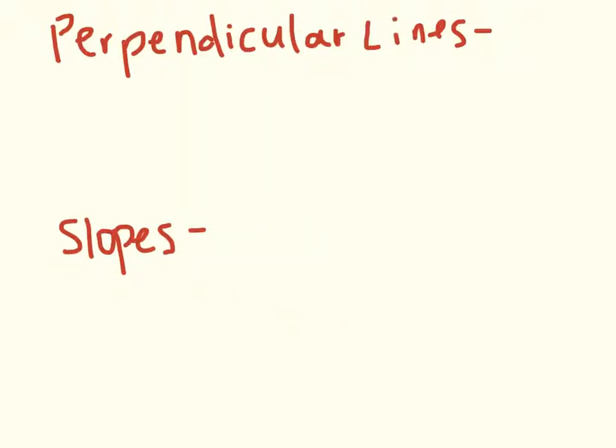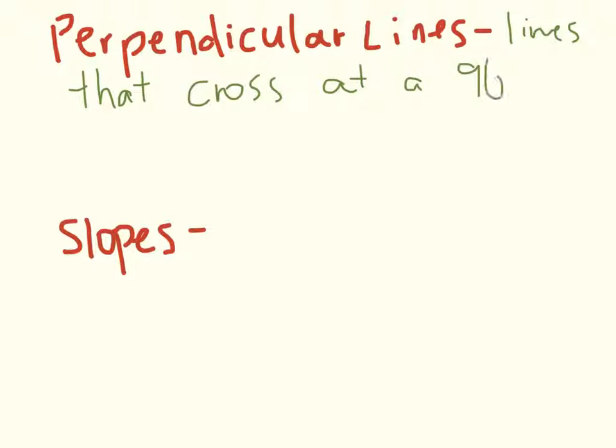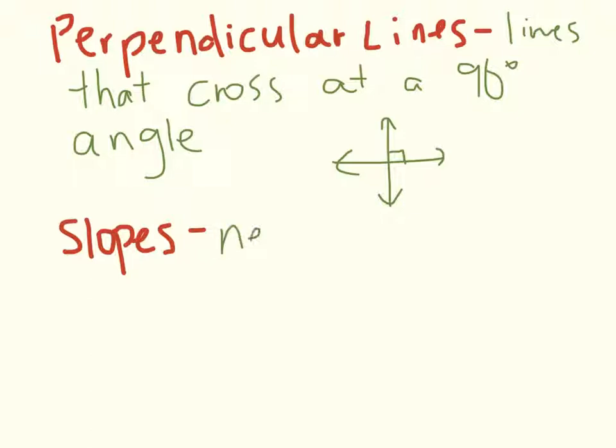Then we have perpendicular lines, and perpendicular lines are lines that cross at a 90-degree angle. Perpendicular lines cross and make four 90-degree angles, but usually we just measure and show that one of them is 90 degrees, and it means that they're all 90 degrees. Now their slopes are a little bit tricky. They are what we call the negative reciprocals of each other.